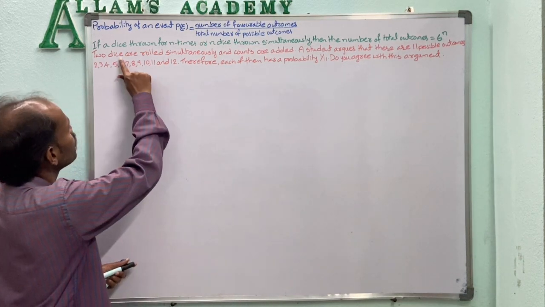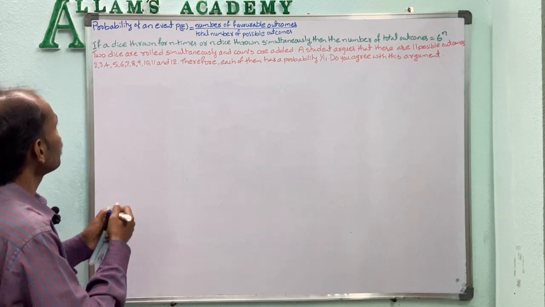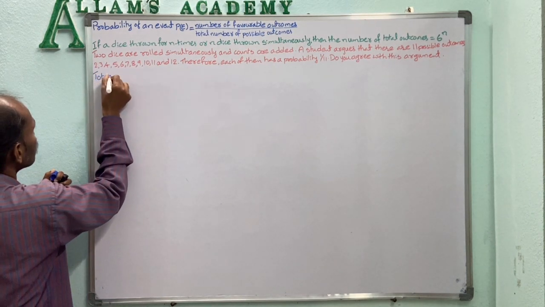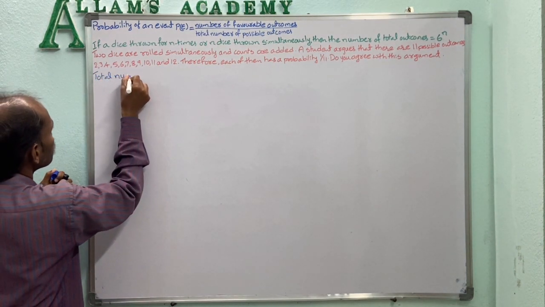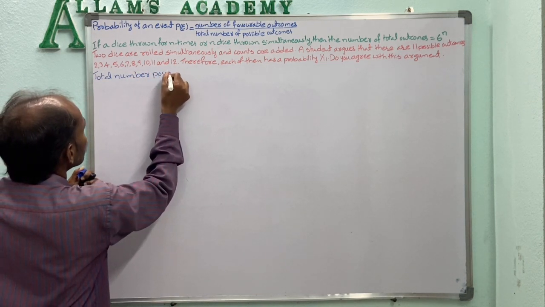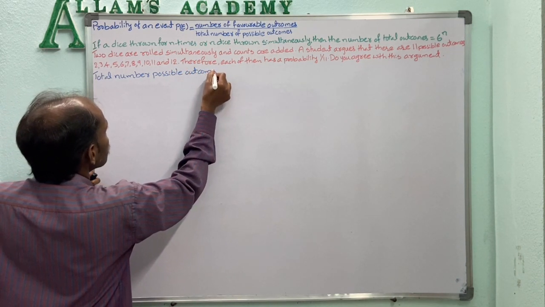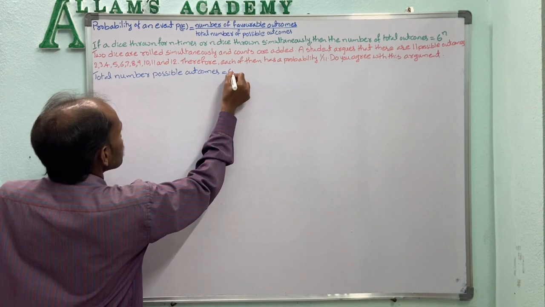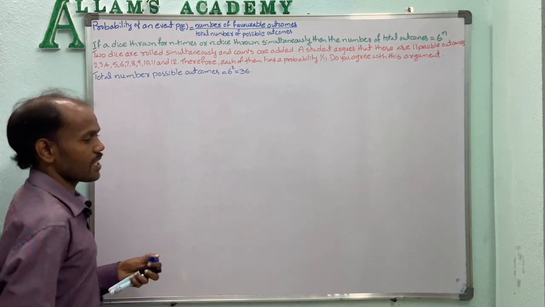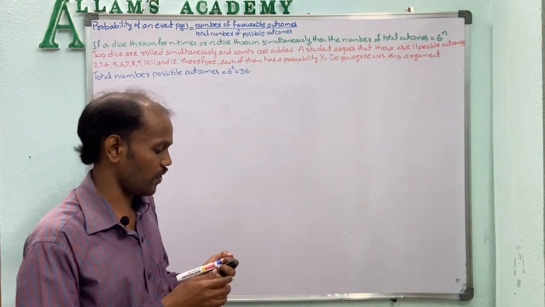So here two dice are rolled. Two dice rolled means the total number of possible outcomes is 6 power 2, that is nothing but 36. Okay, now let us observe the possible outcomes.